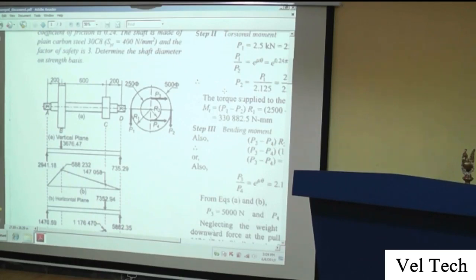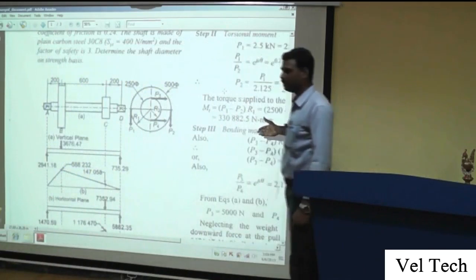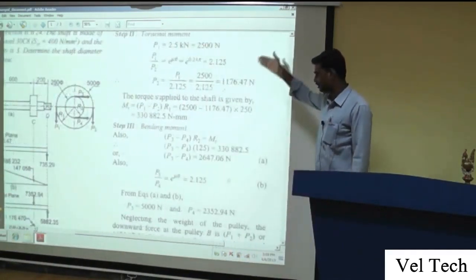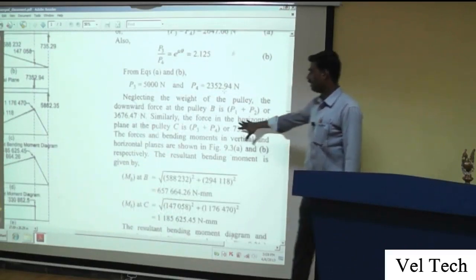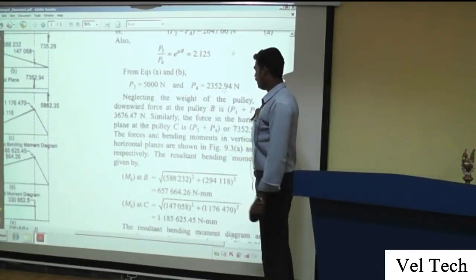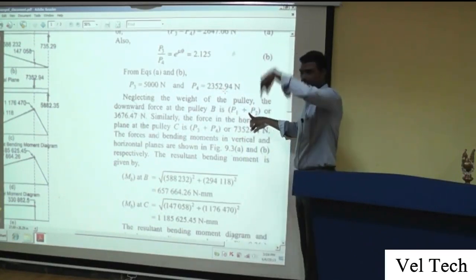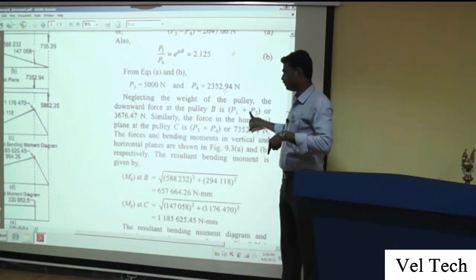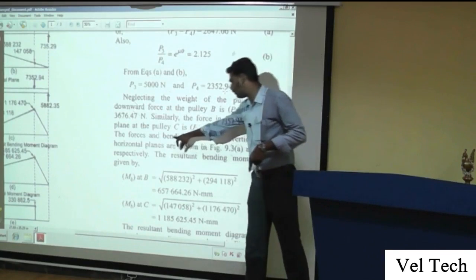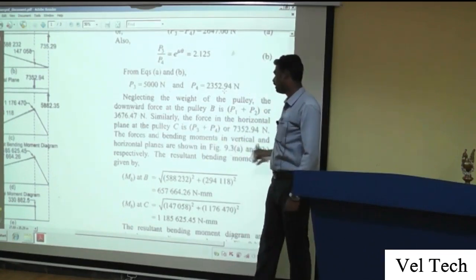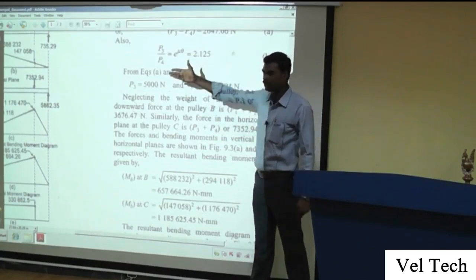Next, we have to find out the bending moments, the bending moment about A, B, C and D. So we know that no load is acting at points A and D, so the bending moment at A and D is equal to zero. Okay, so we have to find out only the bending moment at B and the bending moment at C for vertical load. For vertical load, the vertical moment at point A and point D is equal to 0, determined.